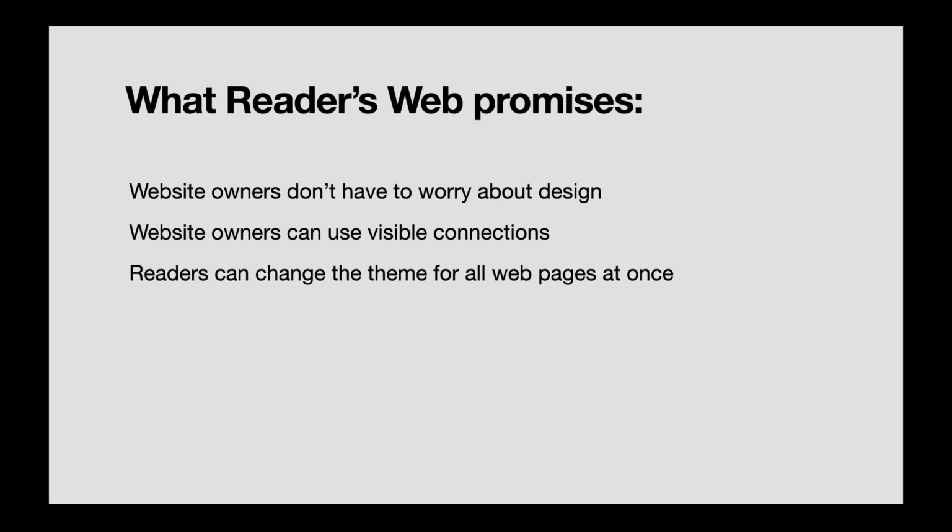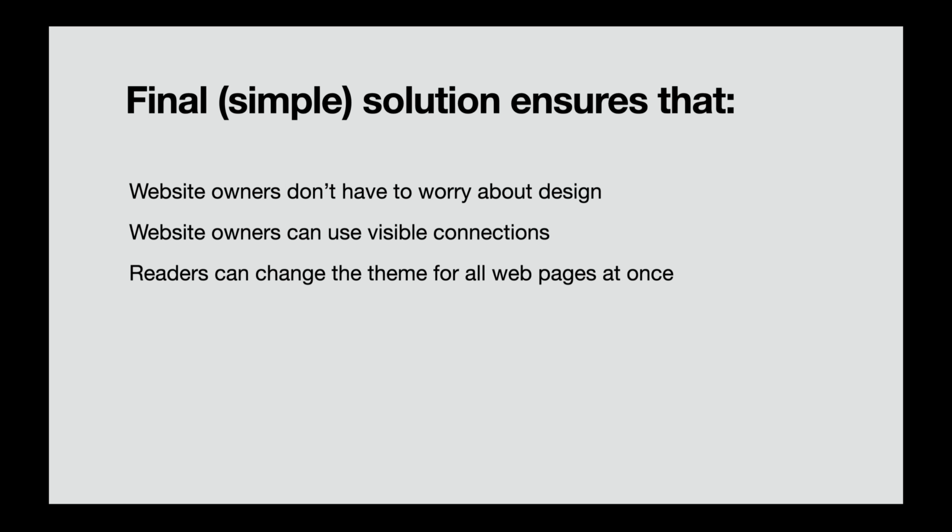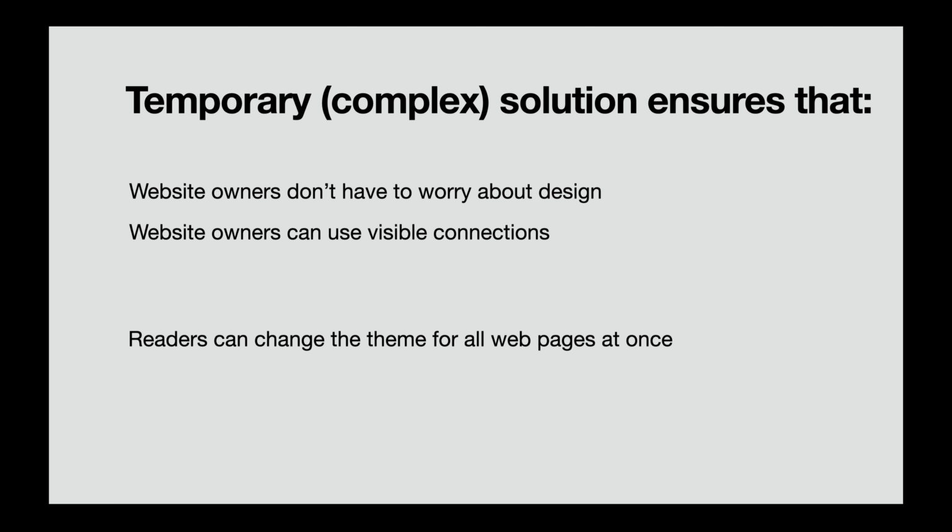Reader's Web promises a few things. It promises that website owners may skip selecting a theme for their websites, that they can use visible connections, that readers can control presentation. Let's go back to the slide with the complex and simple solution. The simple solution fulfills all those promises. But since we cannot start with the simple solution, we start with a more complex one. It turns out it also fulfills all those promises, but it does so separately for website owners and readers.